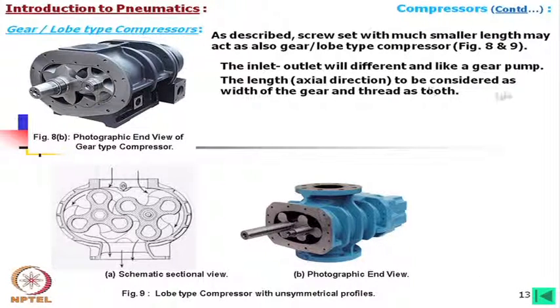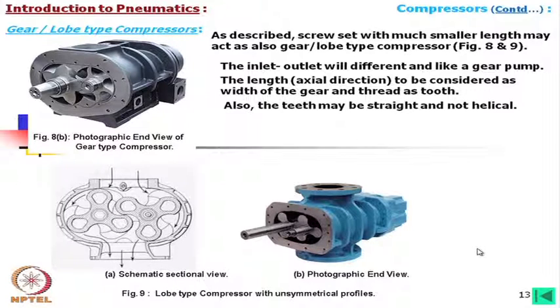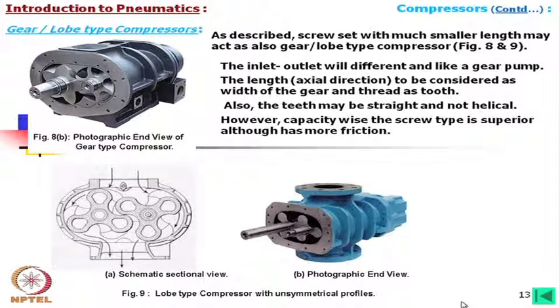So, the length is to be considered as the width of the gear in this case. Also, the teeth may be straight and not helical. Here somewhat it is helical, but one can use straight teeth for the gear type compressor, and lobes you will mostly find may be straight also. Here of course, it is showing as if it is helical, it might be straight also. In this lobe, there is no space within the lobe, but here this space is given, it might be used for cooling purpose also. However, capacity wise the screw type is superior, although it has more friction.